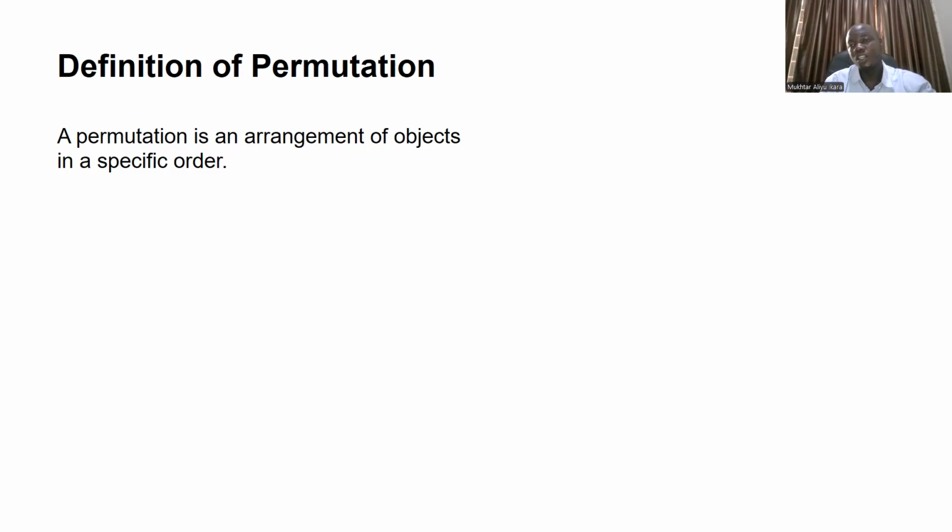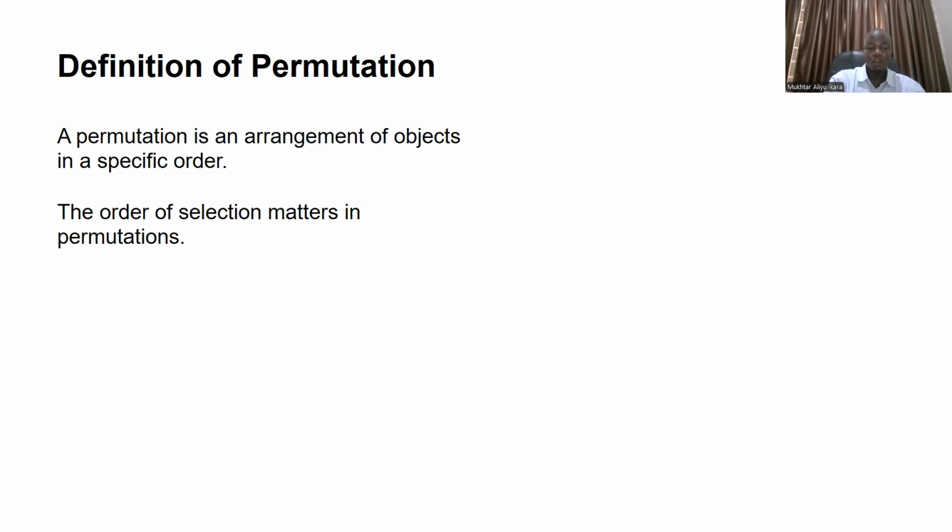You may be given a set of numbers or a set of letters or a set of objects, and it is through the use of permutation that you are able to arrange the objects in a specific order. So the order of selection matters in permutations. You have to know the order in which you select your objects. It is very important in permutation.